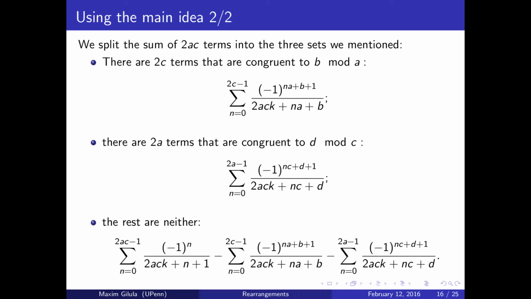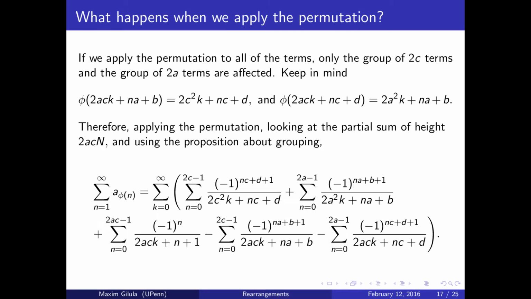So we want to see which ones are B mod A. There are 2C of them. So you can see that these are B mod A. And I promise you that that's all of them. And there are 2A terms that are D mod C. And then there are the rest. So the rest are just whatever was in here subtracted what we took out.